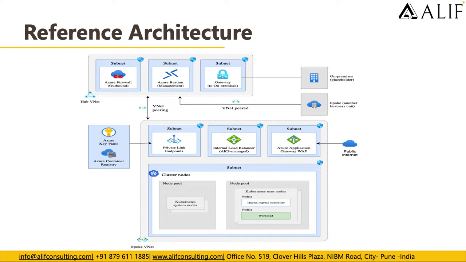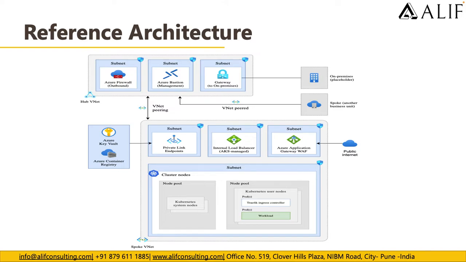Now, in this architecture, what is happening? You have the Kubernetes cluster with the load balancer and the application gateway, and private link enabled for Key Vault and the container registry, and that is being paired with your hub network. In the hub network, you have a firewall, bastion, and the gateway. With the firewall, you are managing all of the communications getting outside the VNet.